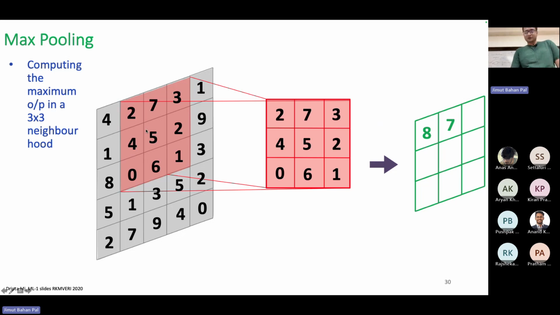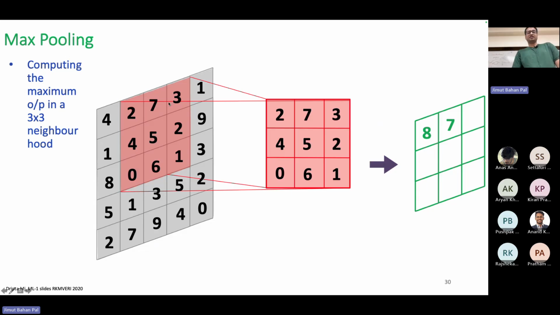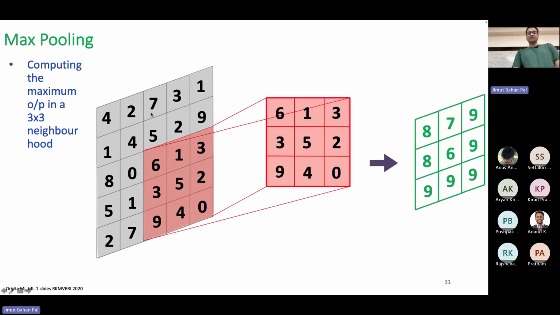So this is the input, and we are applying a pooling in a 3x3 neighborhood. We will be selecting a 3x3 patch, and the maximum value is around 8. So there will be 8. Then we will shift it because we are using a stride of 1. Again, the maximum value will be around 7. So it will be 7. And this will go on. So these are the feature maps.